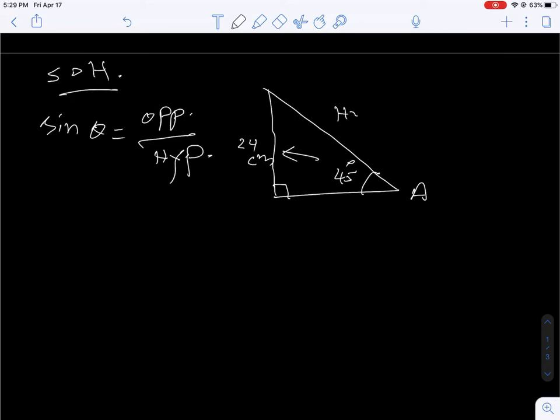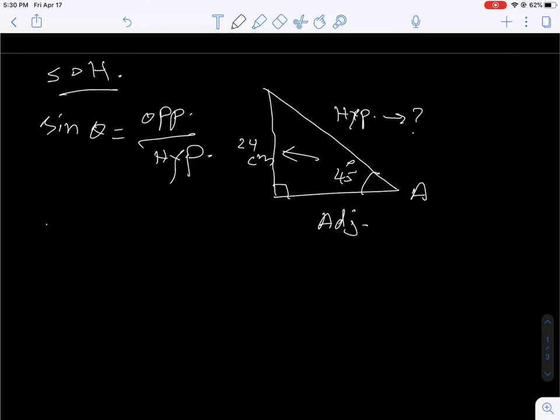So hypotenuse. Okay, and this is adjacent, so we don't need adjacent because we're just using opposite and hypotenuse. We're asked to find the length of hypotenuse, and opposite side length is given. So what we're going to do is we'll plug in the numbers.